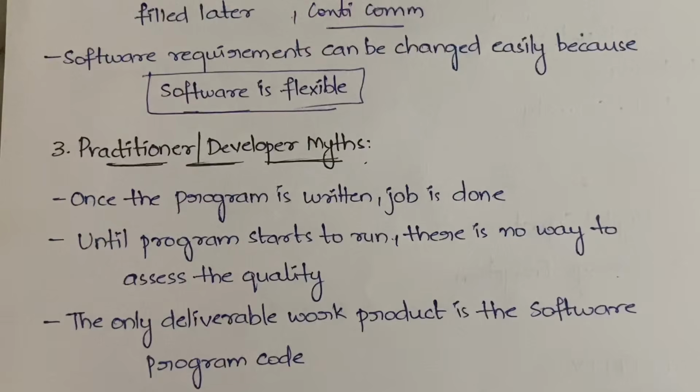Once you start to write code, you will have some complexities, time complexity and space complexity, right? You need to follow all of them. It is not like after I write the entire program and start running it, then only I can assess the quality. That is what the developer will think, but that is not correct.